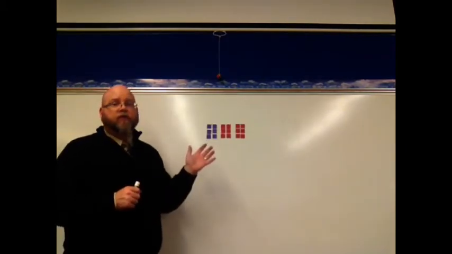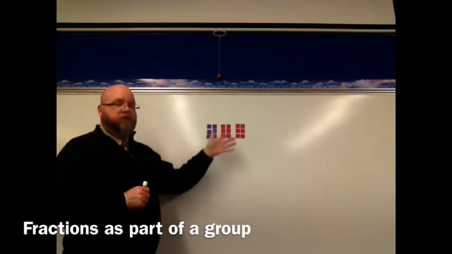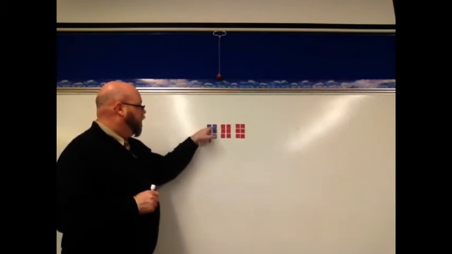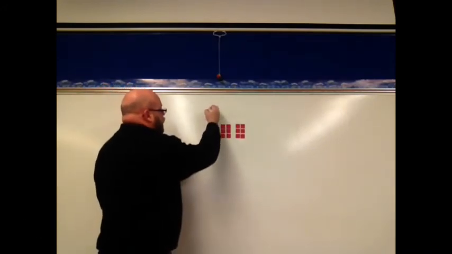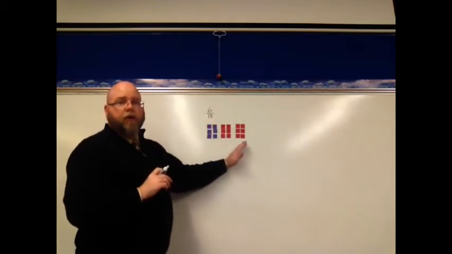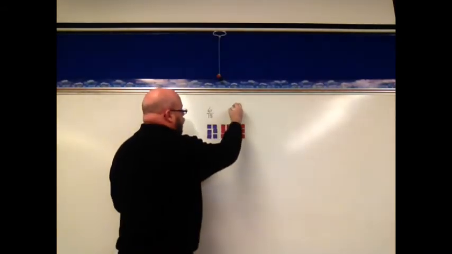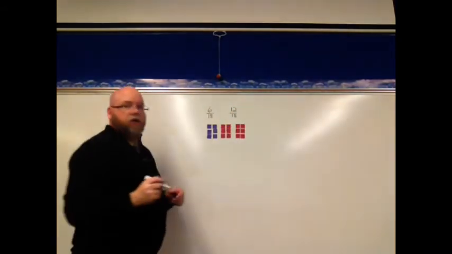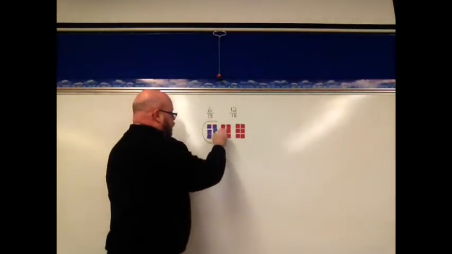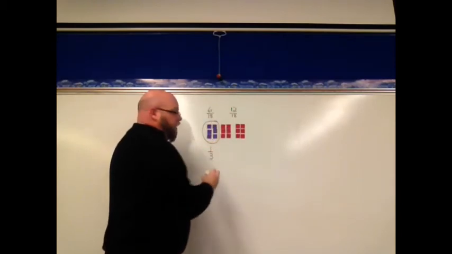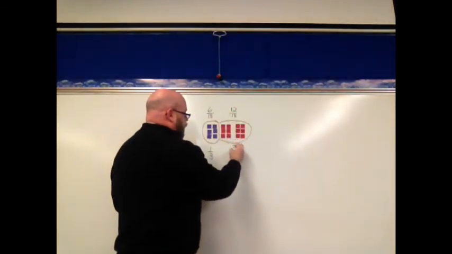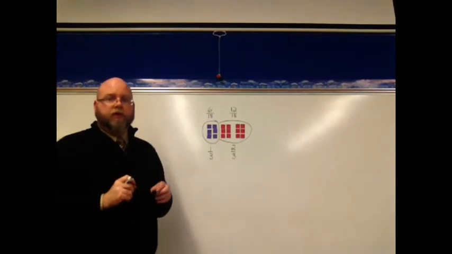Fractions can also be used to represent parts of a group, like we see here. Here I have 18 magnetic tiles. I see 1, 2, 3, 4, 5, 6. 6 out of those 18 are purple, and then 12 out of the 18 are red. But I could also look at these same fractions and say, 1/3 of that group is purple, or 2/3 of the same group is red.